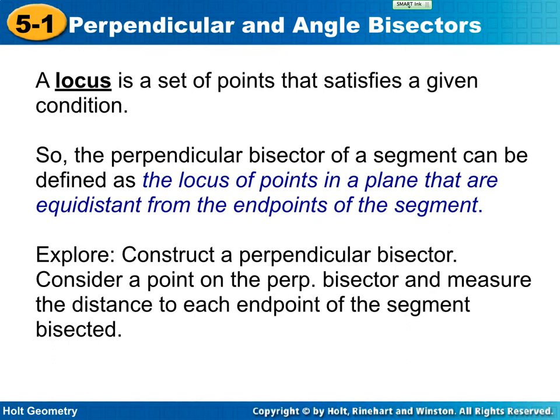Okay, so let's explore that by constructing a perpendicular bisector. Okay, got a sheet of paper, or there's a little bit of room to the side there. Probably have to do kind of a small picture if you're doing it on your paper, but make a segment and construct, compass and straight edge, construct the perpendicular bisector. We've done that before. Construct the perpendicular bisector.